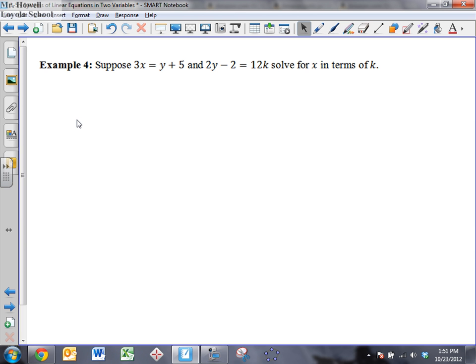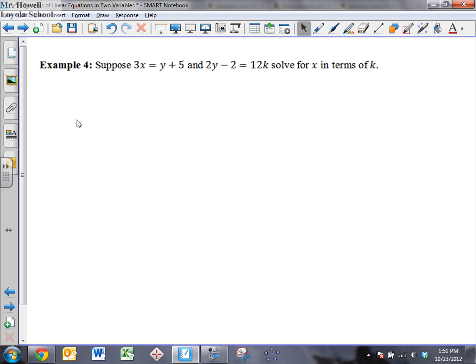Before we even begin the problem, because I know some of you know how to do this right away, I want to go through it quickly. I want to say first, solve for x in terms of k. Translate that for me. What does that mean about your answer? Erickson.